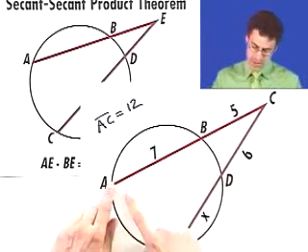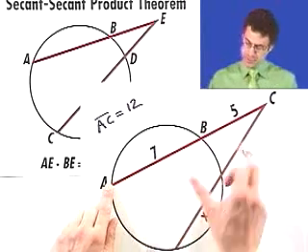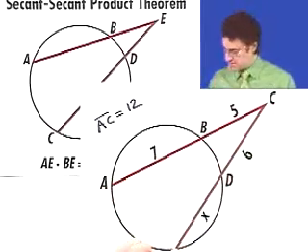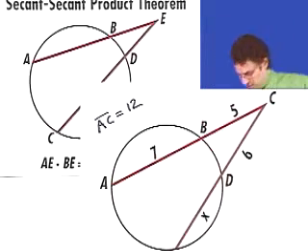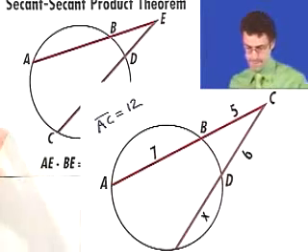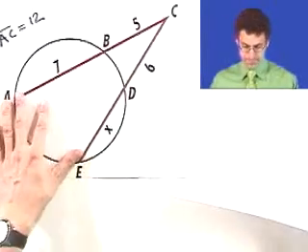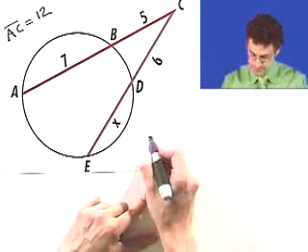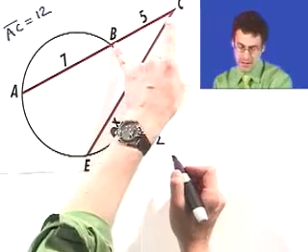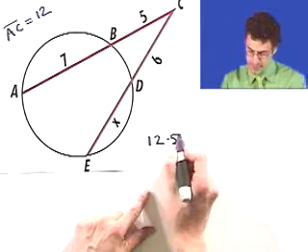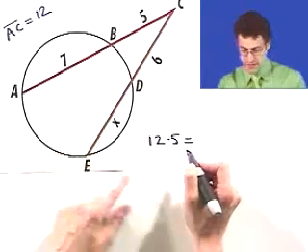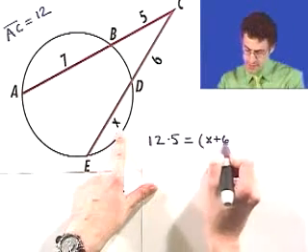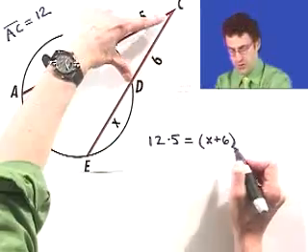What do we know? We know that the total length multiplied by this length is going to equal the total length multiplied by this length. So what we see here is the total length is 12 multiplied by the little length here, which is 5. And that's supposed to equal the total length here. Now, what's the total length here? It's actually going to be x plus 6. And I take that entire quantity and multiply it by 6.